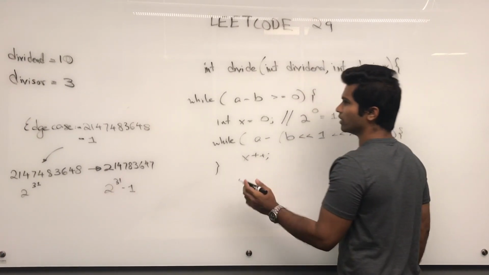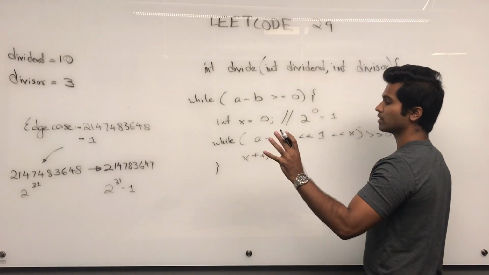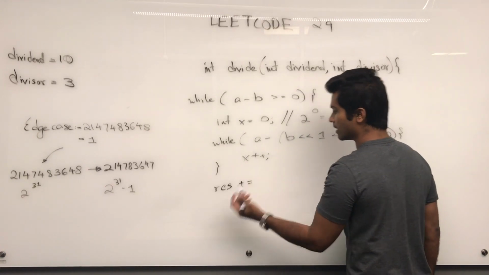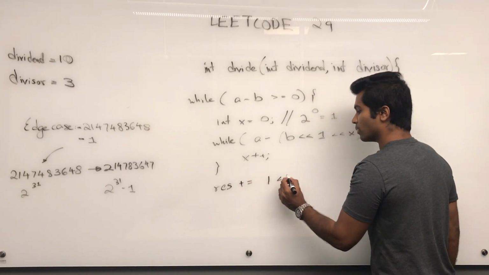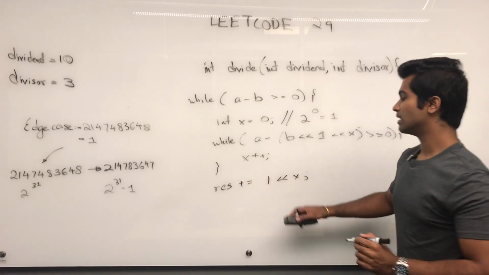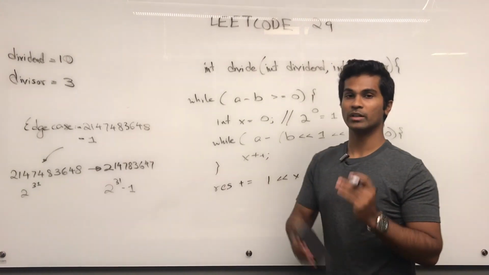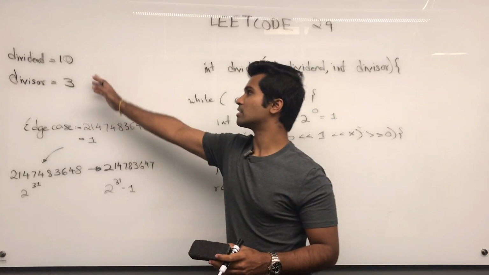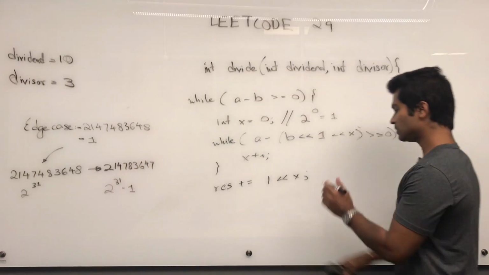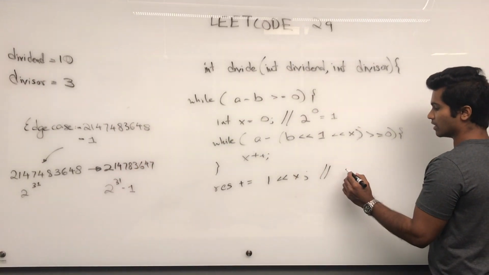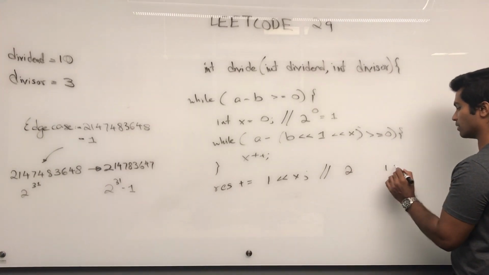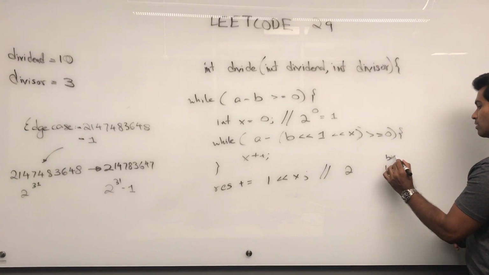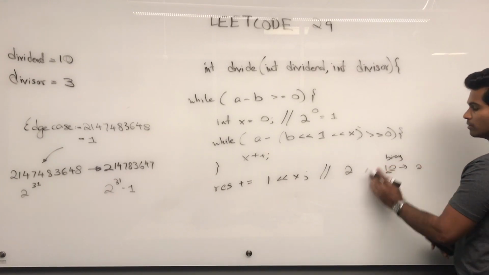Now, what we're going to do is, remember the res integer we had? Now we're going to increment res by 1 shifted over to x, because that's telling us how many times we can double b, or the divisor, and it will still be less than what's left of the dividend. So in this case, result is going to be 2, because 1 shifted over once is going to look like this. In binary, this is going to be a value of 2.